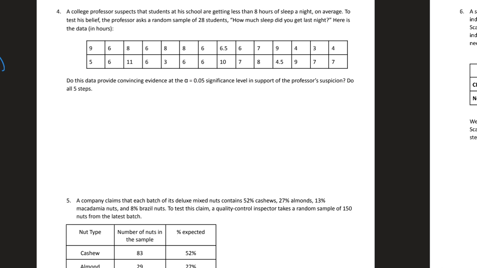All right, the next question is a hypothesis testing problem. It talks about a college professor who suspects that the students at his school are getting less than 8 hours of sleep a night on average. To test his belief, he asked a random sample of 28 students, how much sleep did you get last night? It gives us the data here. So we want to know, does it provide convincing evidence in support of the professor's suspicion? So we're going to do all 5 steps. So step 1, we're going to just identify the symbols. So in this particular problem, mu is going to be 8 hours.